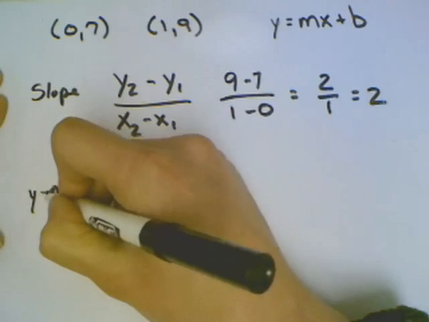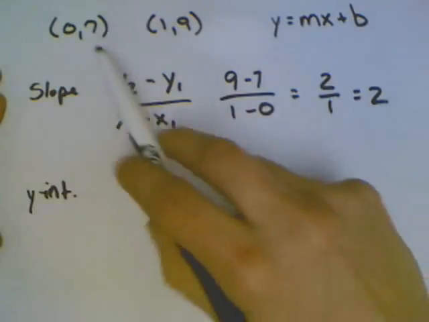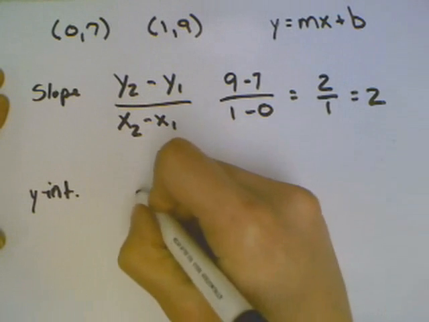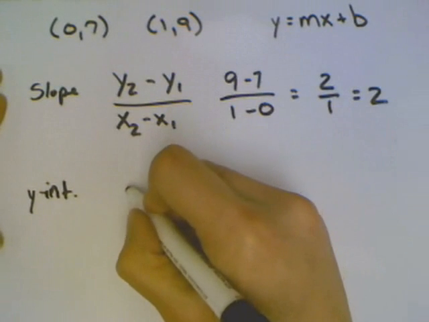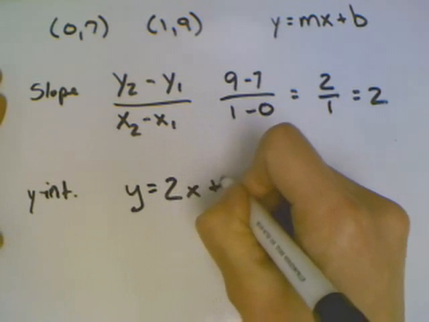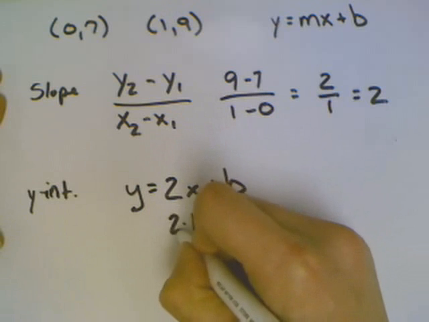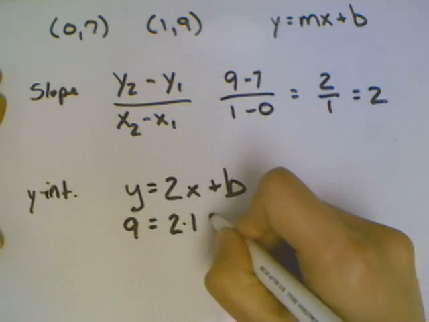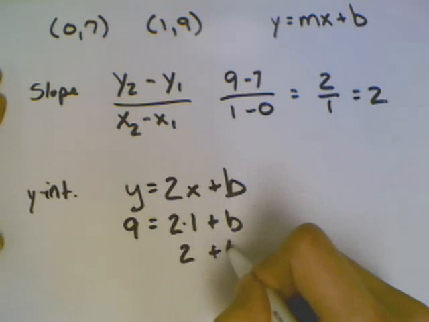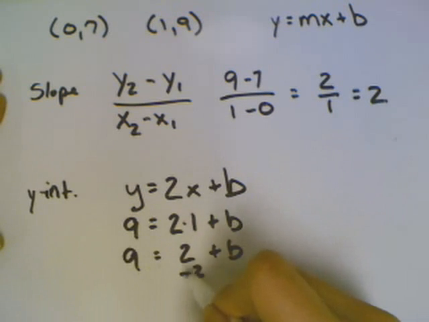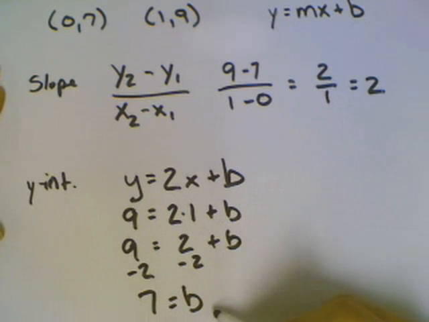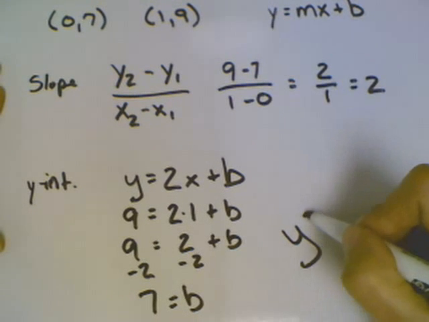Next, I need to find the y-intercept by plugging in a point. It doesn't matter which point you plug in, but you need to plug in a point to solve for b. So I'm going to choose the (1, 9). Let me write my equation here. When x is 1, y is 9. So what does b have to be to make that equation true? 2 times 1 is 2. I'm going to subtract 2 from both sides. 7 = b. My y-intercept in this equation is 7.